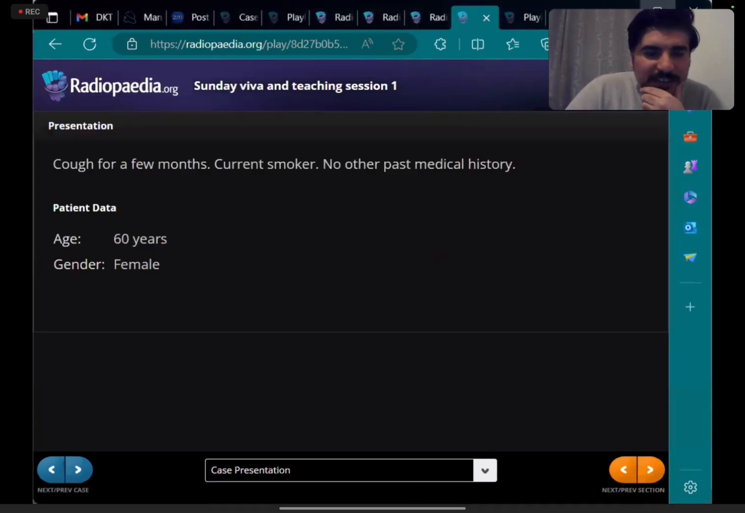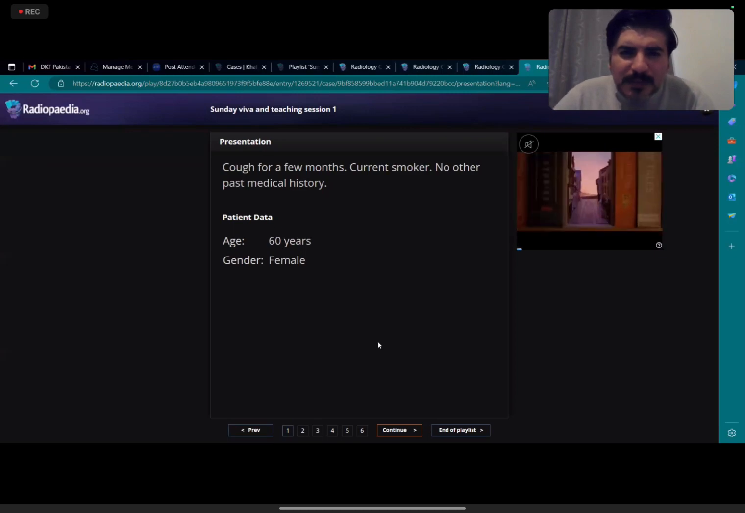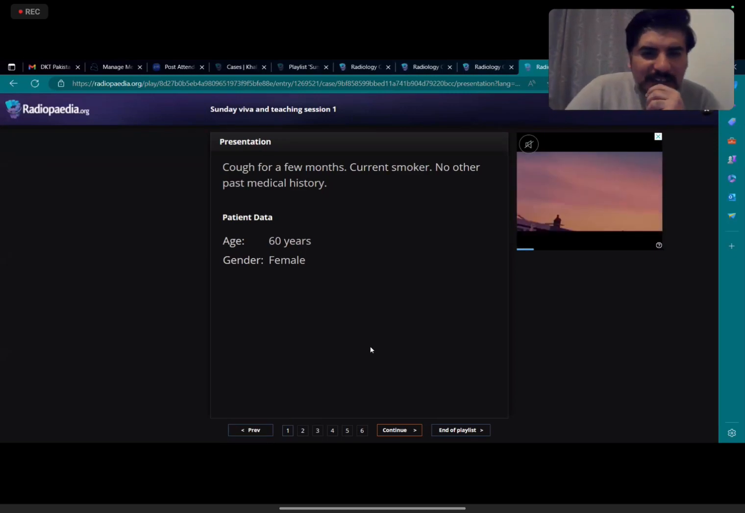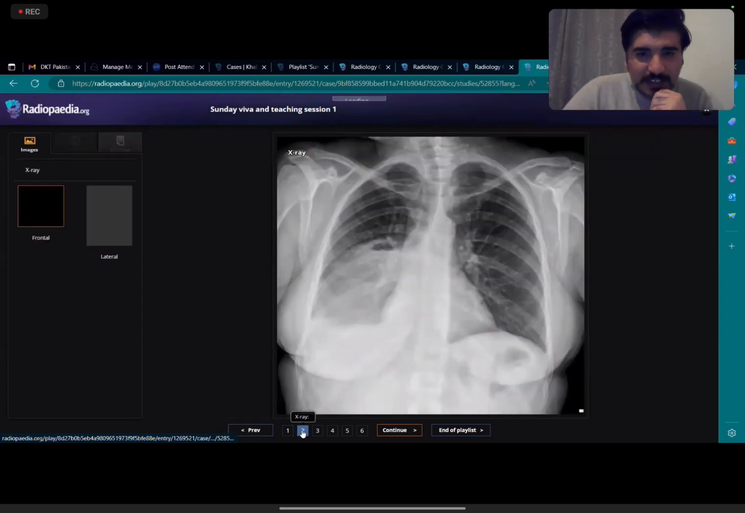So here is your case. Cough for a few months, current smoker, no other past medical history, 60-year-old female patient. Here is the chest X-ray.